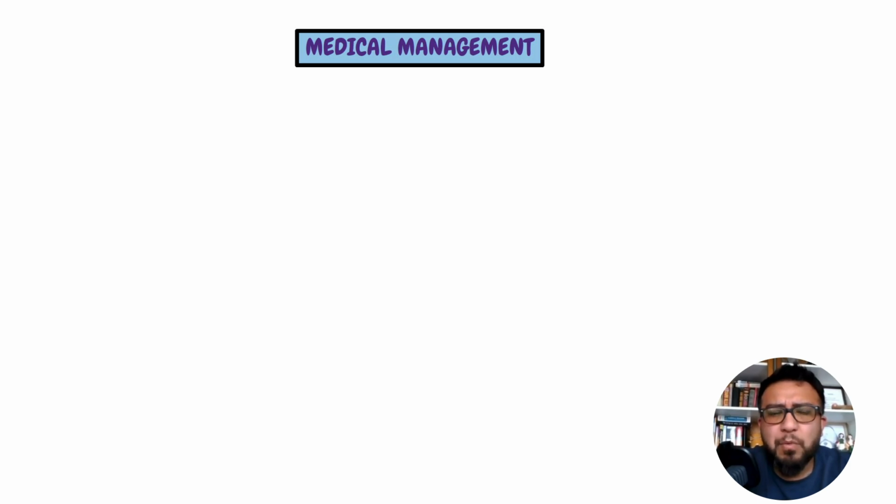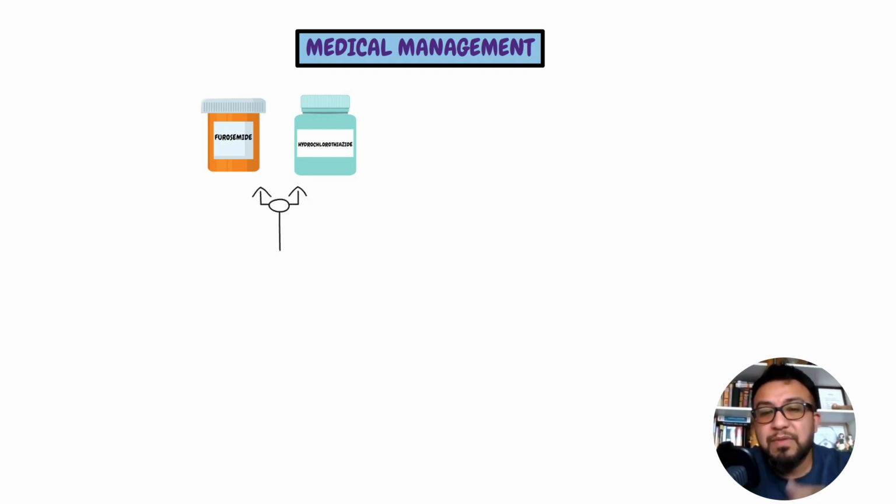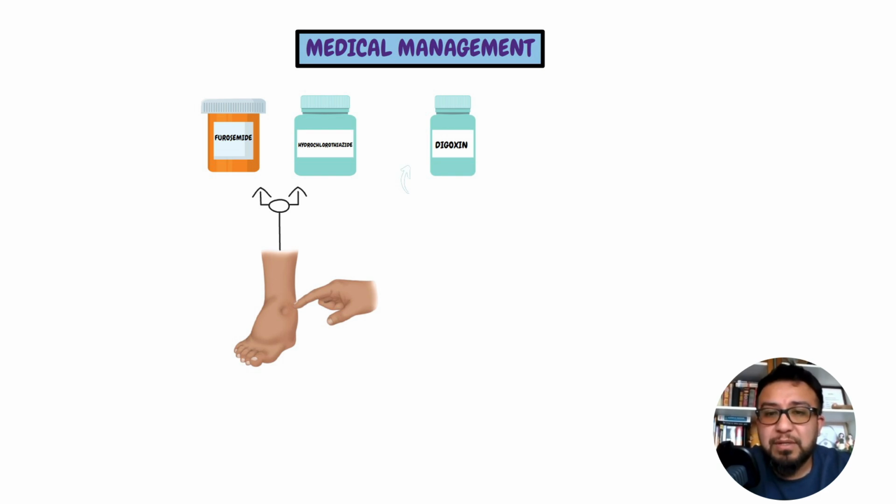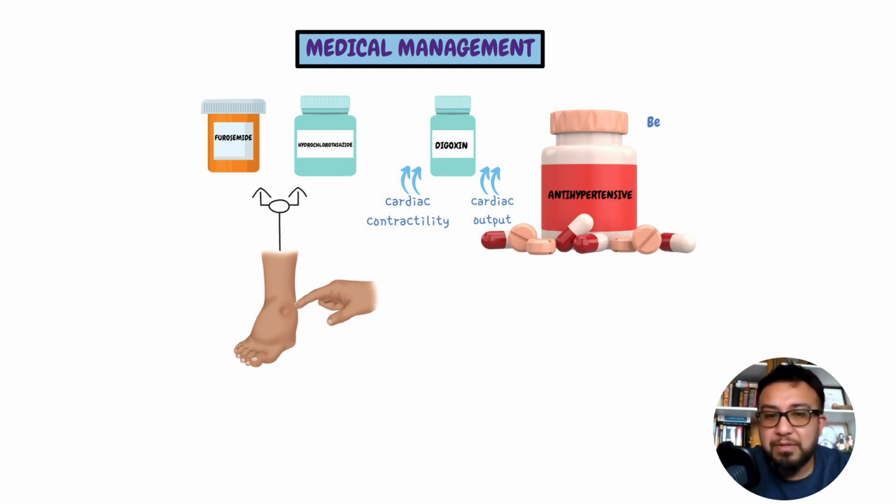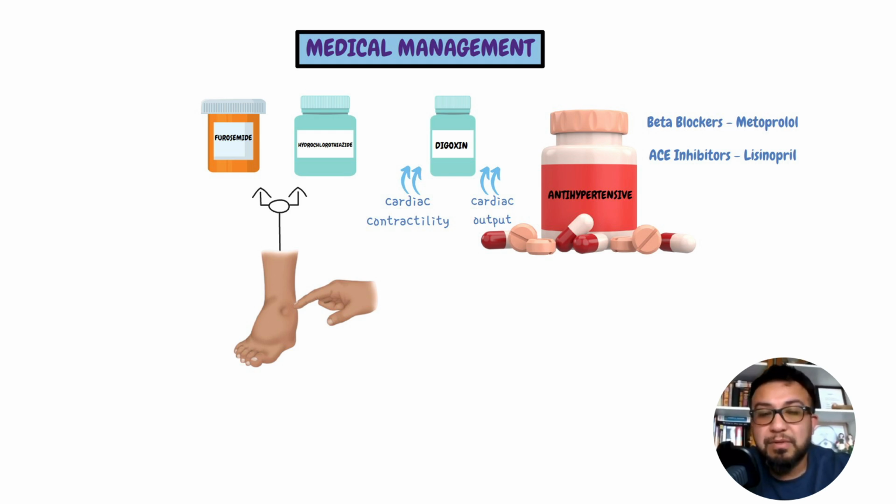The medical management of heart failure is pretty basic. Initially, we want to give medications such as furosemide or Lasix. We can give hydrochlorothiazide, and those medications are supposed to get rid of the excessive fluid inside the body. We can also give digoxin, which increases the cardiac contractility, and that improves cardiac output. We can also give certain antihypertensives like beta blockers or metoprolol, ACE inhibitors or lisinopril, or angiotensin receptor blockers or losartan. Those medications decrease blood pressure, they vasodilate the peripheral vessels, and they decrease the workload of the heart.